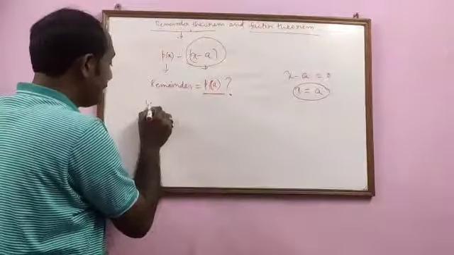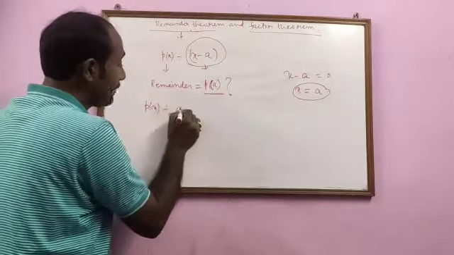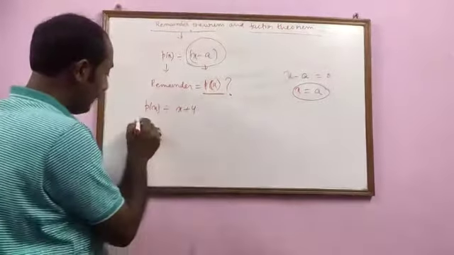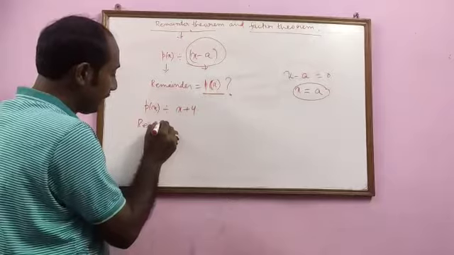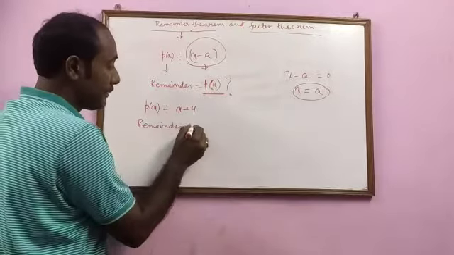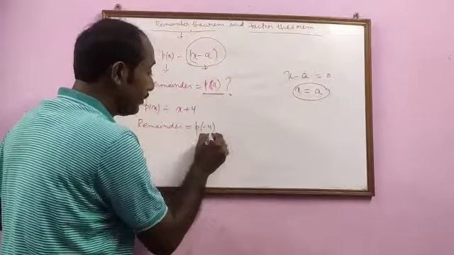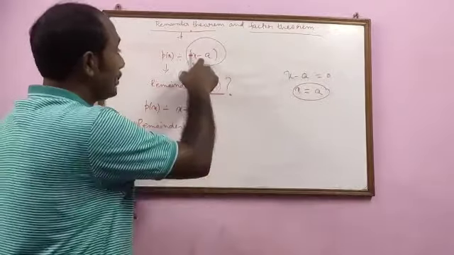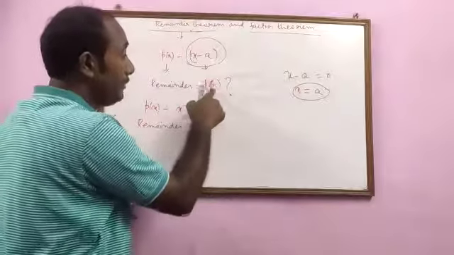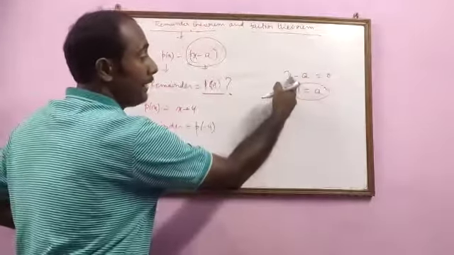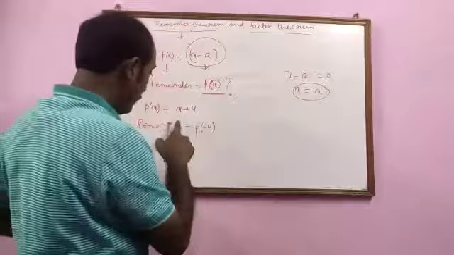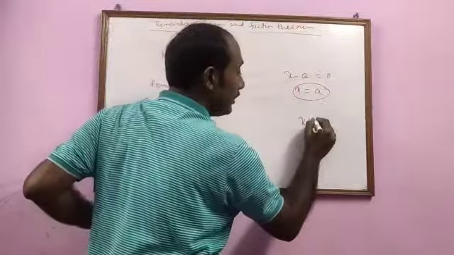Now, what if this P(x) is divided by x plus 4? What will be the remainder for such a case? If a polynomial is divided by x plus 4, then the remainder will be P(-4). Why -4? Because for x minus a it was P(a). Why P(a)? Because the zero of x minus a is a. So what will be the zero of x plus 4?